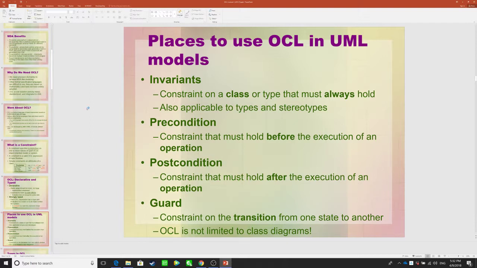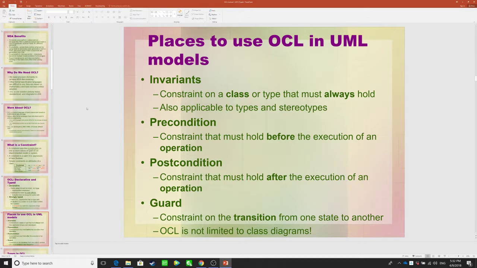Okay, so in UML we have several places we can use this OCL. Invariants: a constraint on a class or type that must always hold. So it's also applicable to types and stereotypes. It's something very strict you have to hold. And precondition, postcondition, you know all those, right?